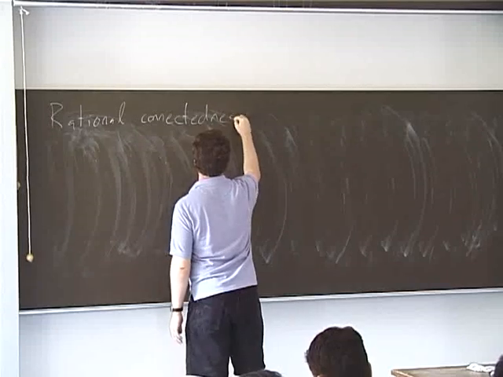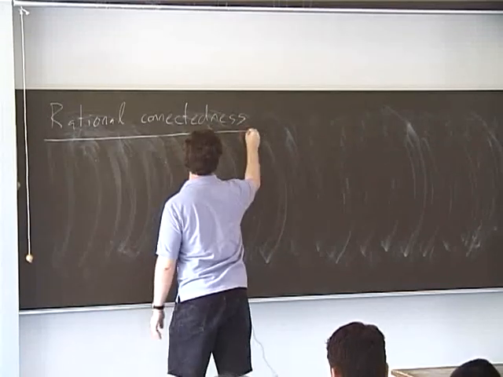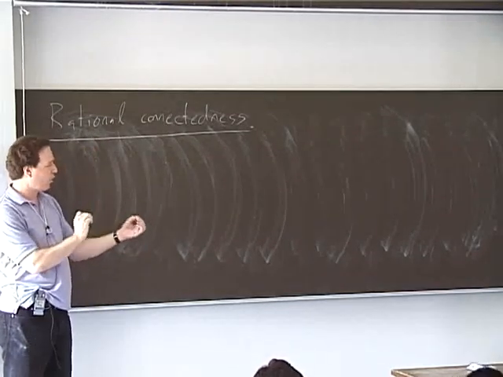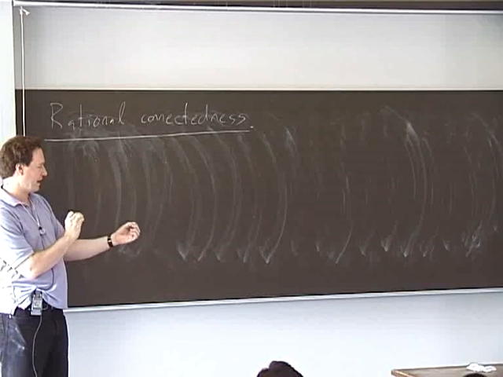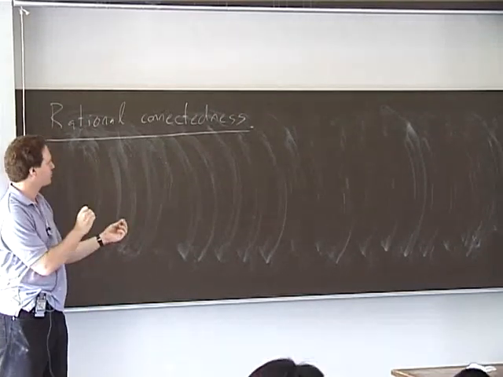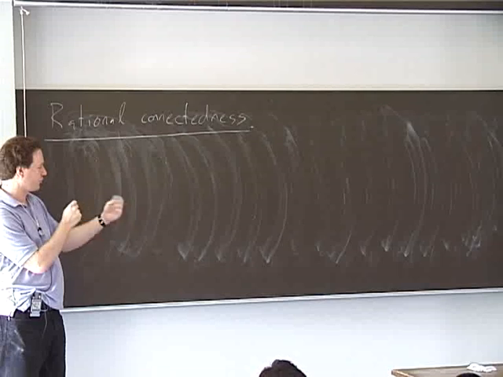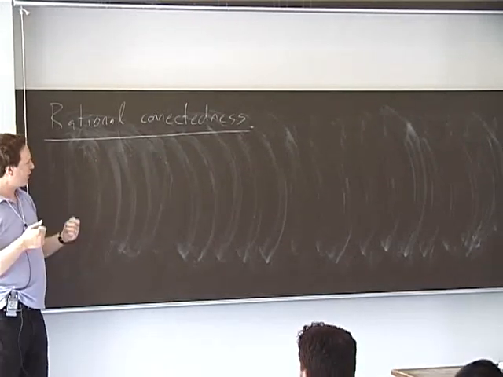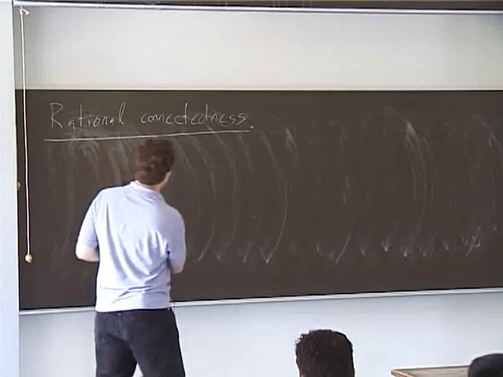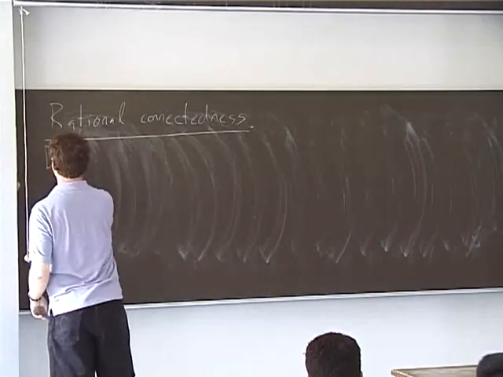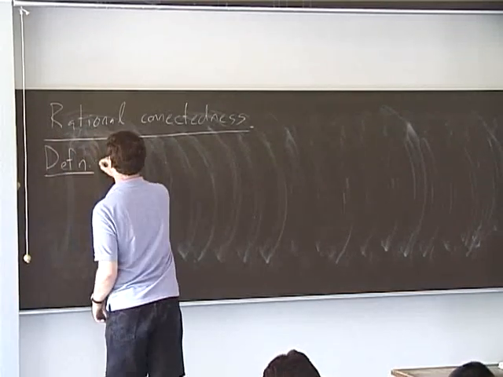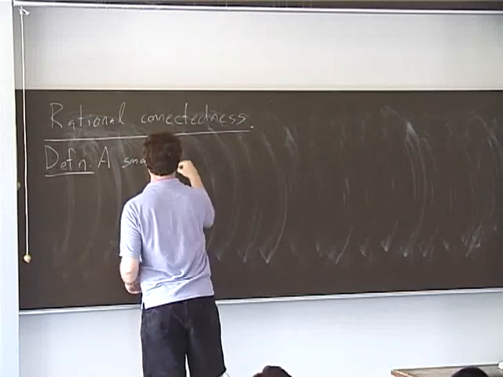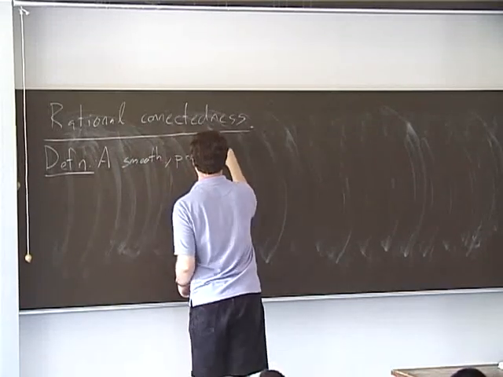Rational connectedness is an analog in algebraic geometry of path connectedness. A topological space is path connected if whenever you have two points, you can find a continuous map of the interval into that topological space, mapping the endpoints of the interval to those two points. The idea of rational connectedness is you do exactly the same thing, but you replace the interval by P^1. So let me just tell you the definition. Let me assume that my variety is smooth, projective, and non-empty.